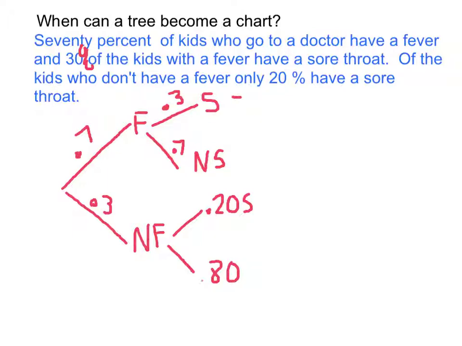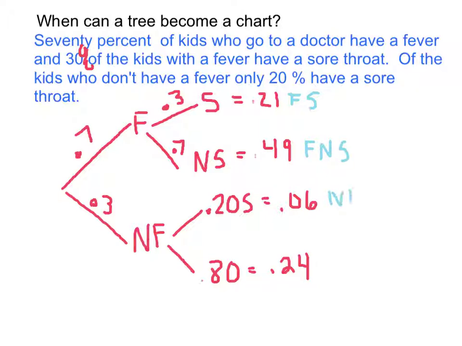Now I stop and I get out my calculator. 30% of 70% is 21%. 70% of 70% is 49%. 30% of 20% is 6%. And 30% of 80% is 24%. And so now I have all of my possibilities: fever with a sore throat, fever with no sore throat, no fever with a sore throat, no fever and no sore throat.